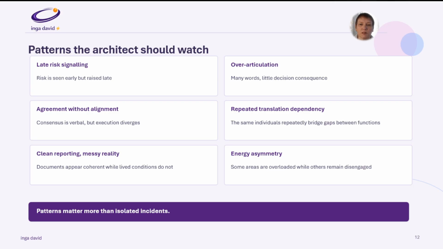Repeated translation dependency. The same individuals repeatedly bridge gaps between functions. Energy asymmetry. Some areas are overloaded while others remain disengaged. Patterns matter more than isolated incidents.